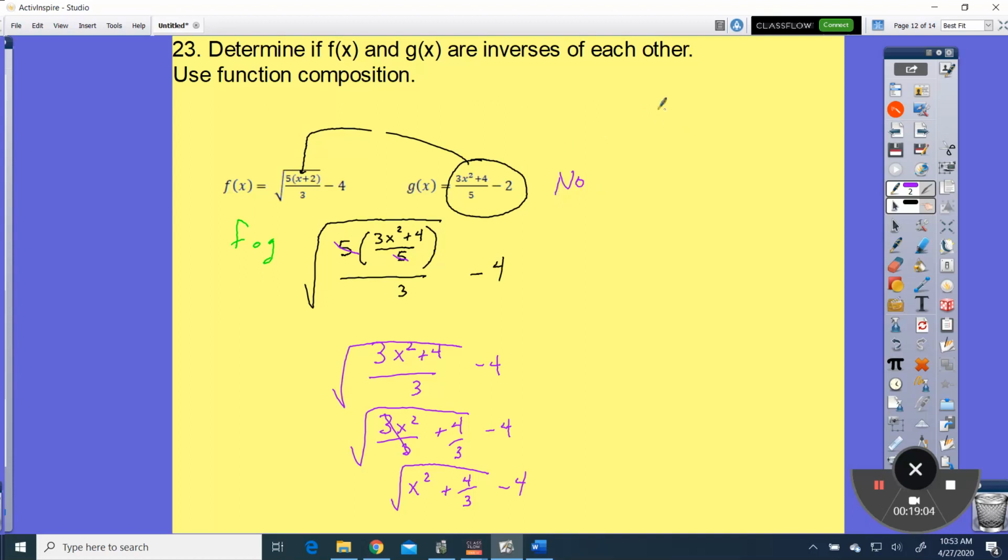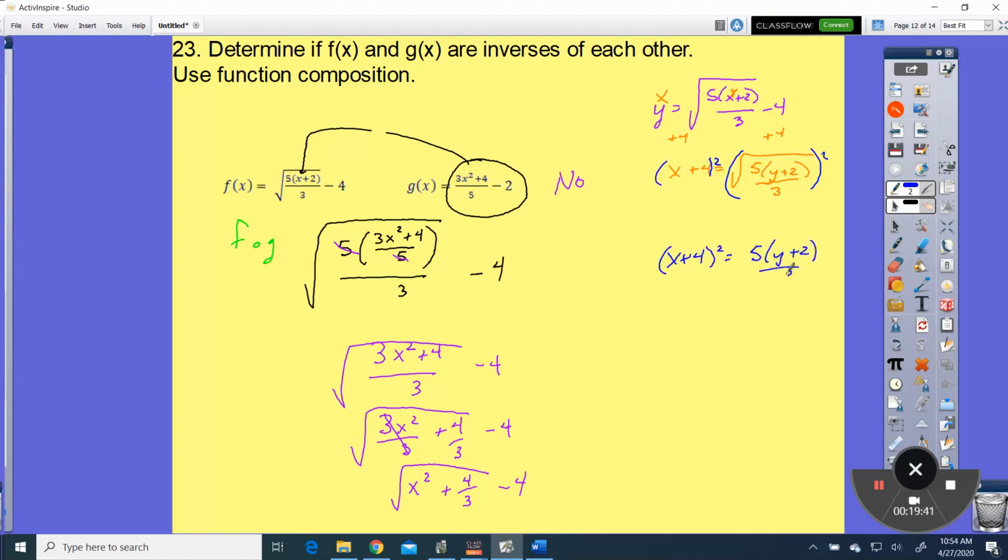So if we were to find the inverse, we would have y equals the square root of 5x plus 2 all over 3 minus 4. If we were to find this inverse, we'd swap x and y. I would add the 4. So x plus 4 equals the square root of 5 parentheses y plus 2 over 3. Now to get rid of the square root, I'd square that. So I'd have x plus 4 quantity squared equals 5 parentheses y plus 2 over 3. Then I'd get rid of that divide by 3, so I'd multiply everything by 3.